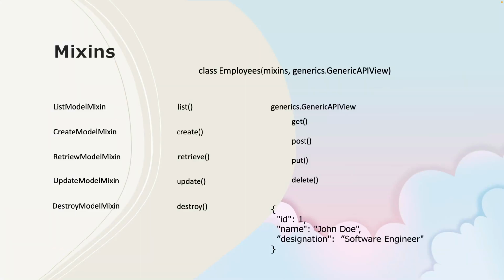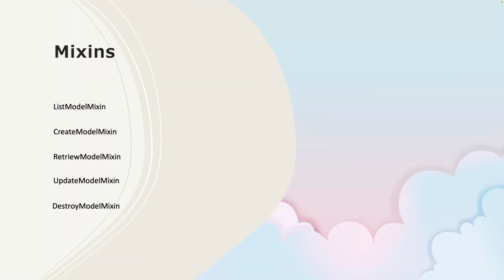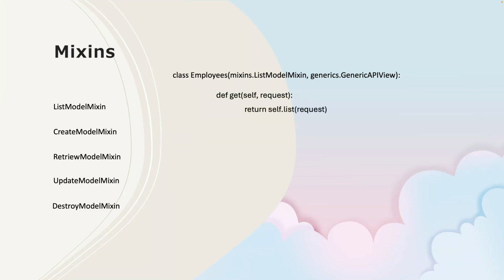For example, to fetch all the employees, we create a class-based view, something like this. Class Employees, and we inherit mixins.ListModelMixin. And then by default, we will also inherit generics.GenericAPIView, which will take care of the incoming HTTP request, and it is also responsible for sending the formatted outgoing response. And inside this Employees class, we will have to create this function get, which will accept the request, and then it will return self.list. List is a method of ListModelMixin, which will accept the request and give you all the employees data. All right.